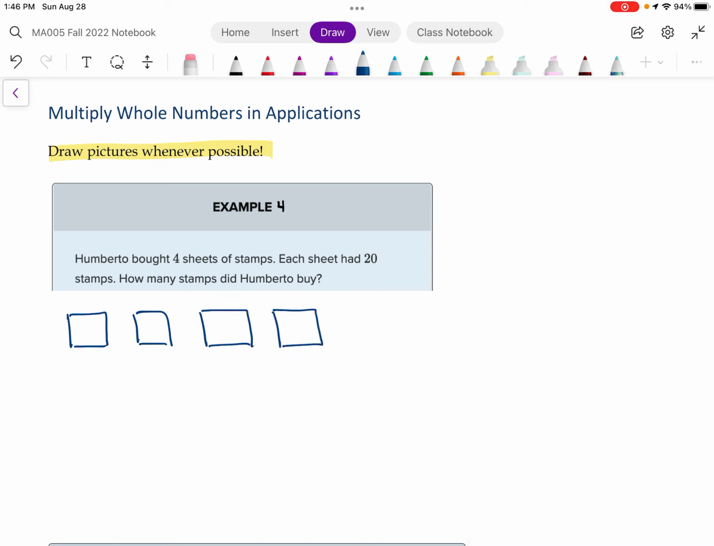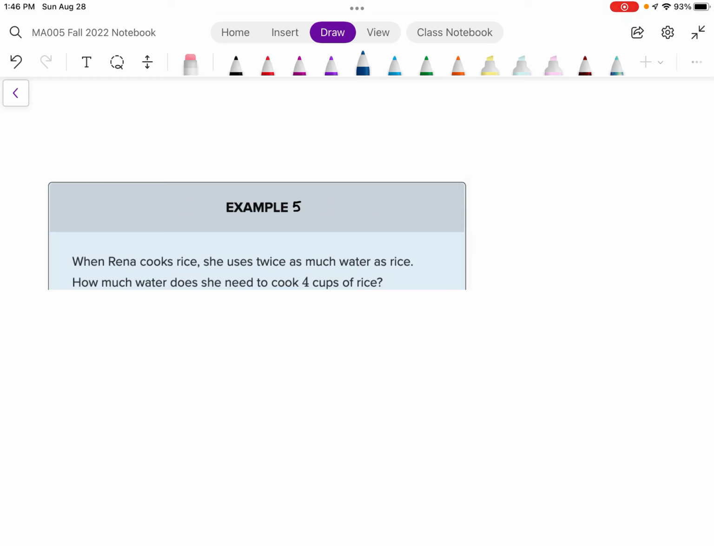Okay, the next one, when Rena cooks rice, she uses twice as much water as rice. There are just different ways to draw this, but I'm going to say, okay, here's my rice, and I've got this little box, and then my water is going to be twice as big, just so I can keep track of what's going on, rice and water. You can draw a little cup and half a cup and a whole cup, whatever you want to do. So this means that the water is always going to be twice the rice.